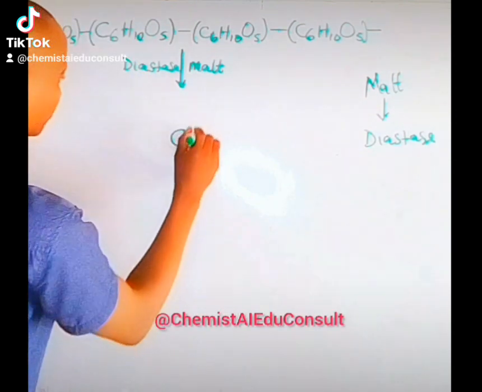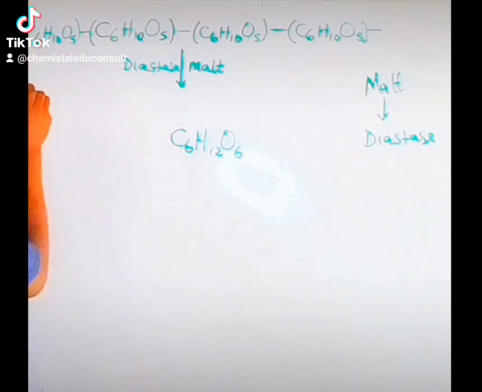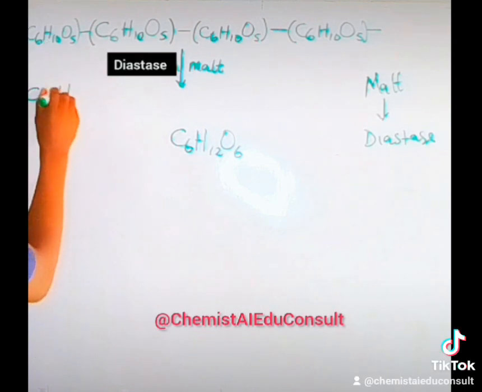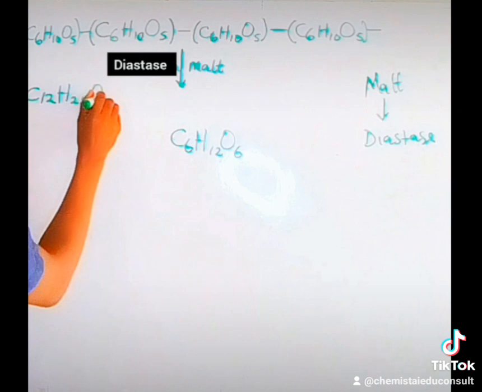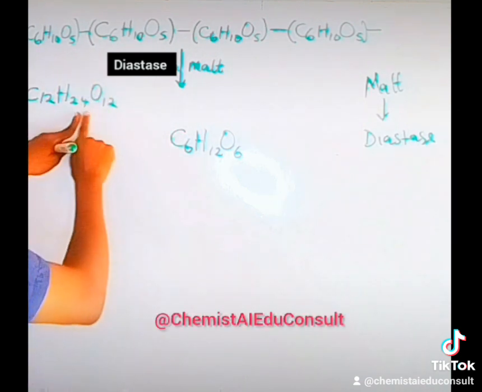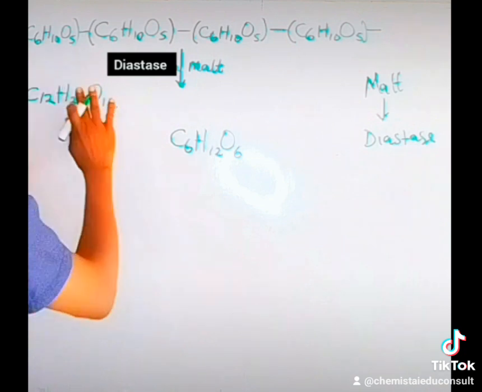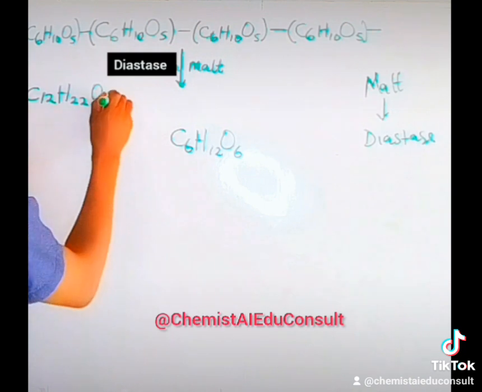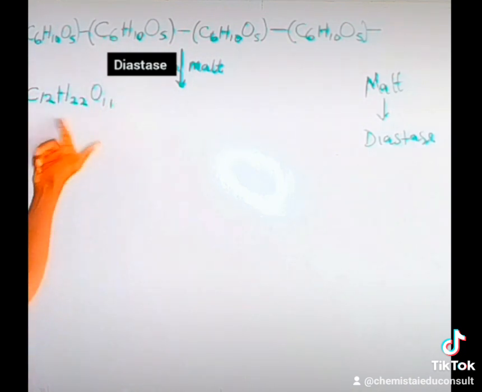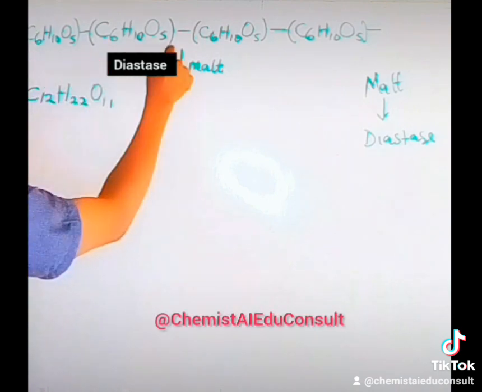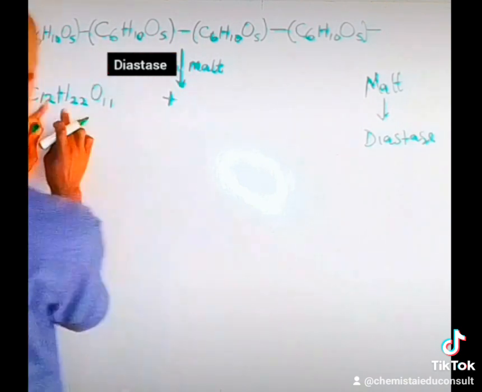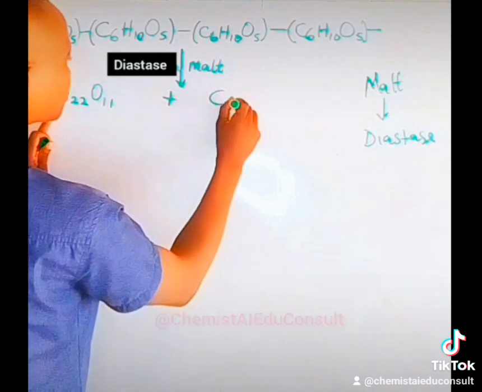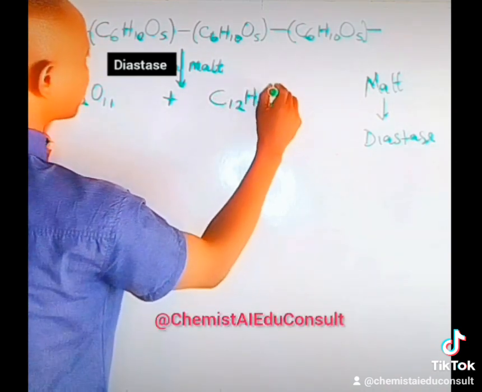Recall, this is glucose. Let's repeat 2 of them, which is C12H24O12. But we are going to remove water, H2O. Here becomes H22, and here becomes O11. So this is formed from these 2 monomeric units. Another one will be formed from another 2 monomeric units.